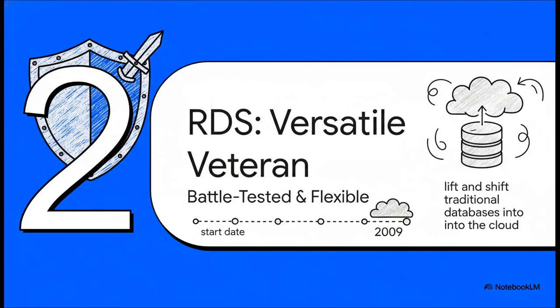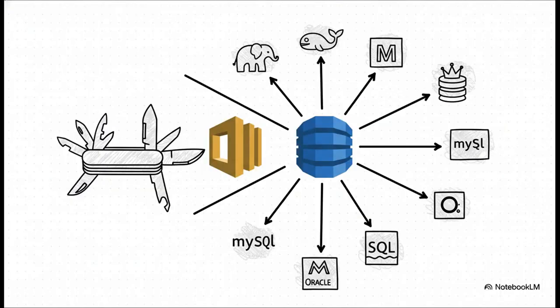I want you to think of RDS as the dependable, battle-tested veteran. It's been around for ages, since 2009, and it's designed to make it crazy easy to just lift and shift your traditional databases into the cloud with almost no changes. Its biggest strength? Flexibility. RDS is like a Swiss Army knife. It works with a whole bunch of database engines that your company probably already knows and uses. This compatibility is its absolute killer feature.